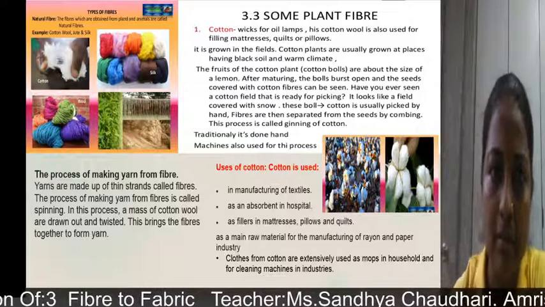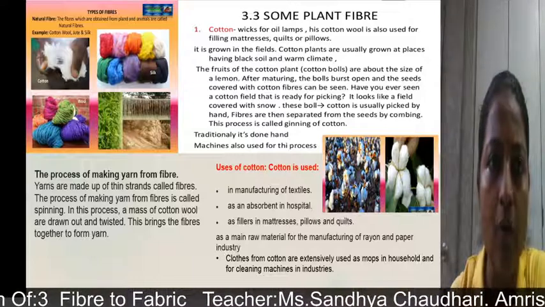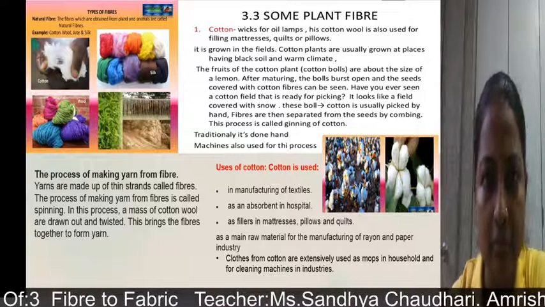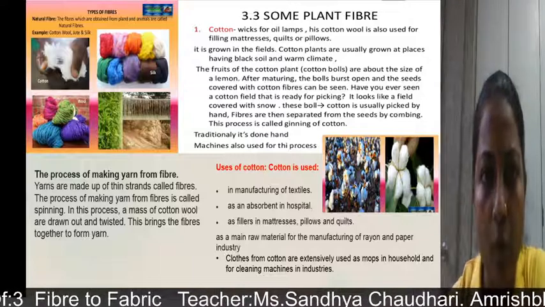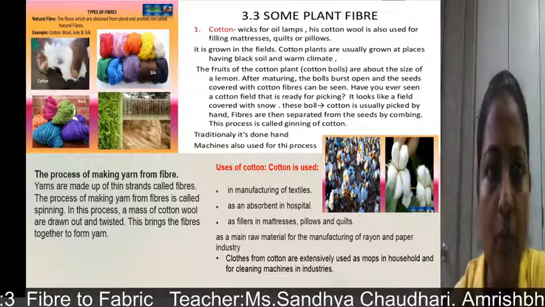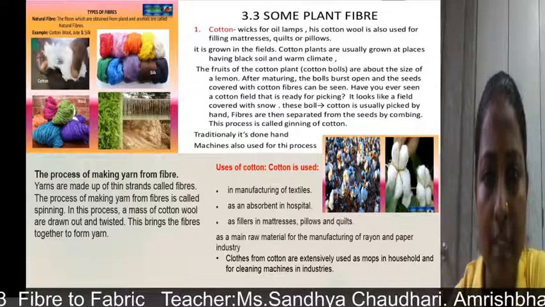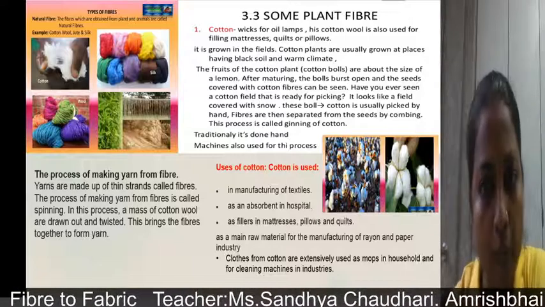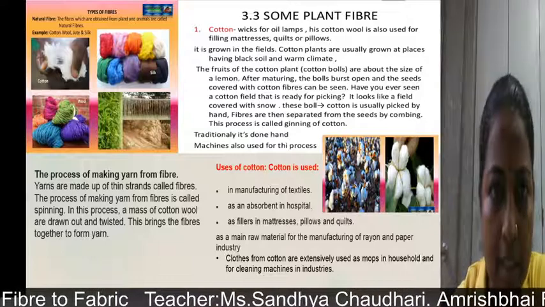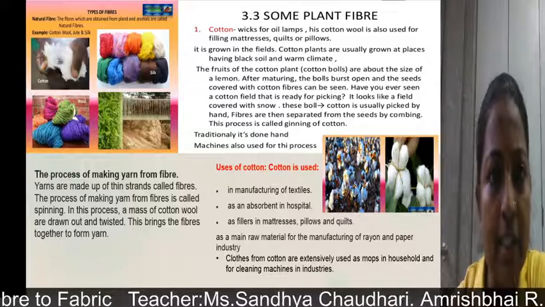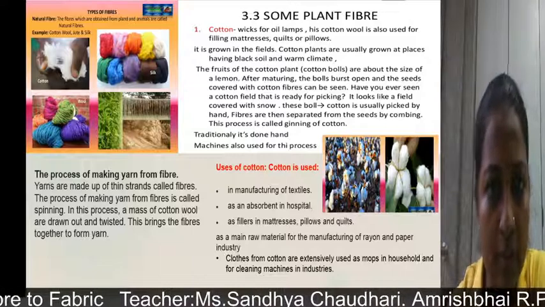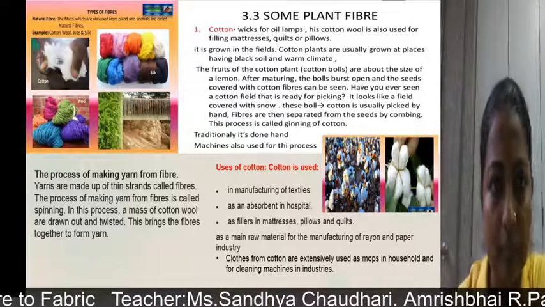Means the best climate suitable for cotton is: soil is black soil type and climate is warm climate. The fruits of the cotton plant, that are called cotton balls, are about the size of a lemon, and after maturing the balls burst open and the seeds covered with cotton fibers can be seen.